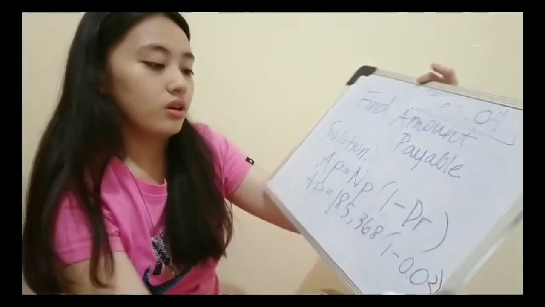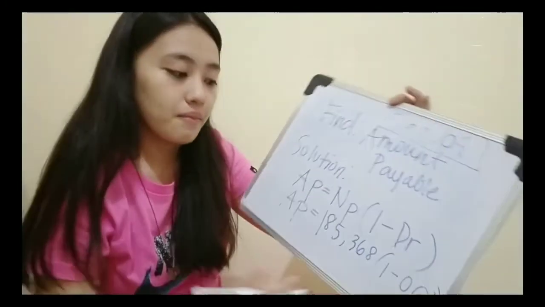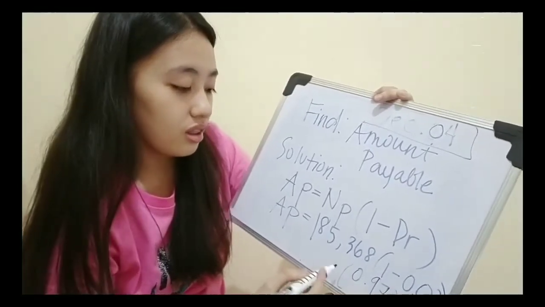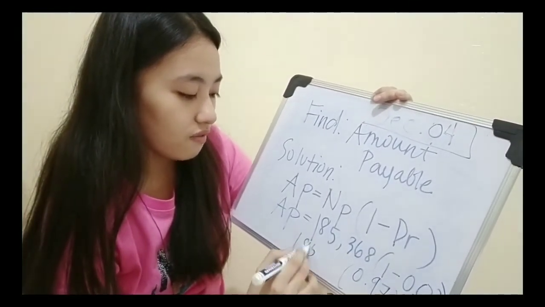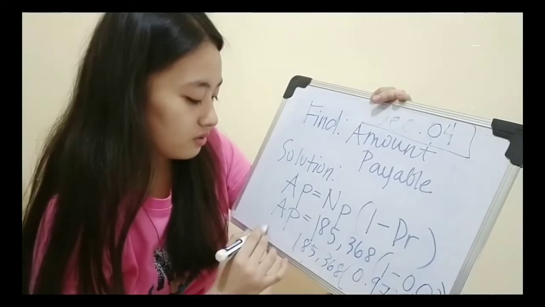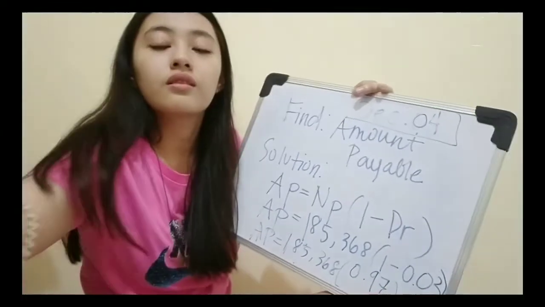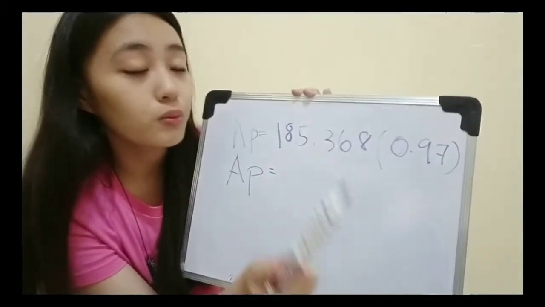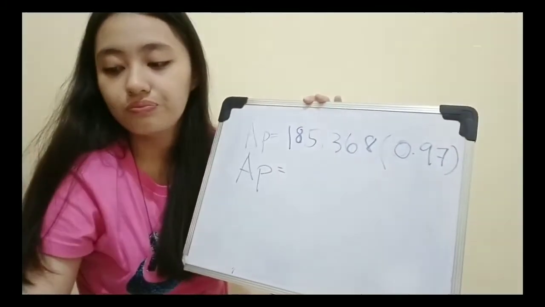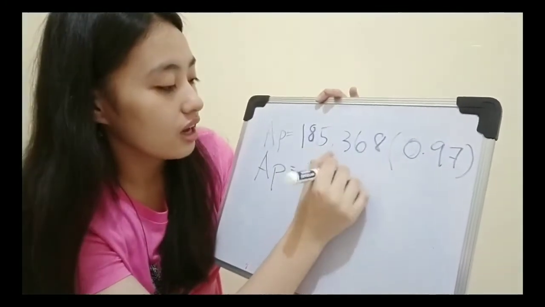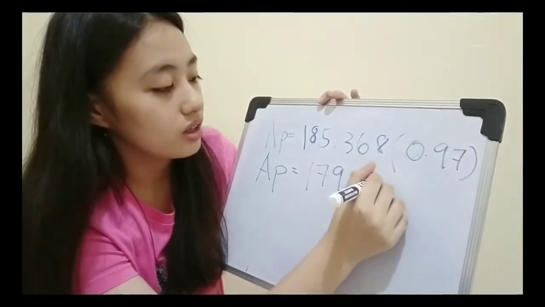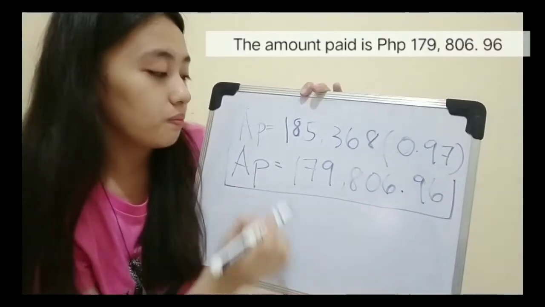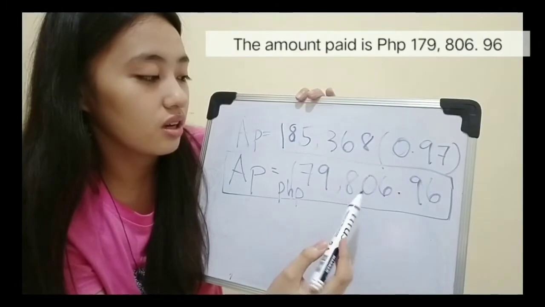So, ngayon, we're going to solve this na. 1 minus 0.03 is equal to 0.97. And then, ito-times natin siya sa net price, which is 185,368. So now, to find the amount payable, 185,368 will be multiplied to 0.97. So, the answer would be 179,806.96. Therefore, the amount paid is PHP 179,806.96.